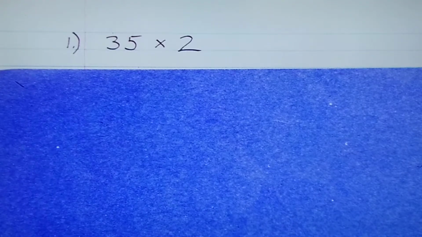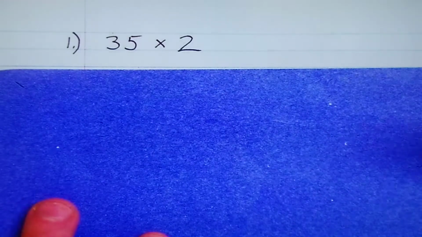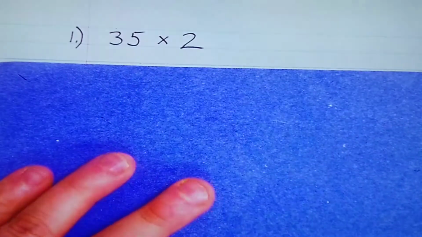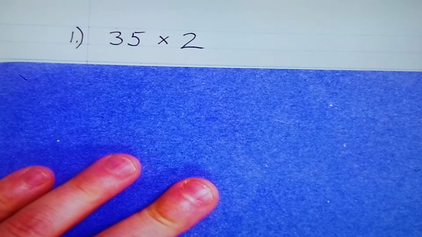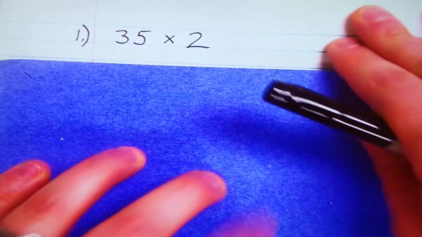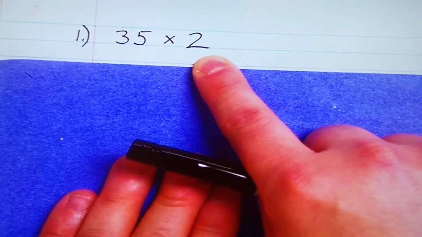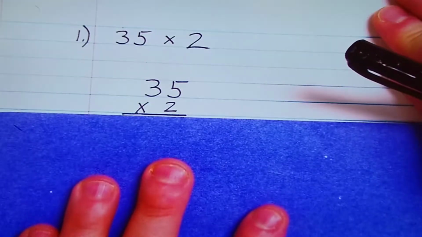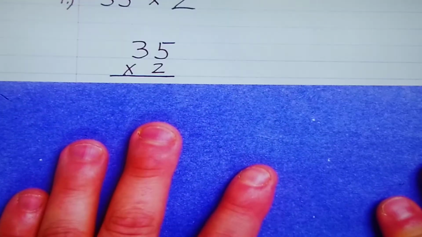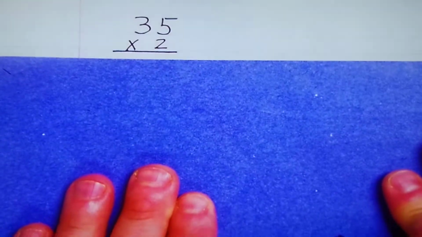Fifth grade, it's time to practice the multiplication of whole numbers. All right, now this problem here, we have 35 times 2. This doesn't have 2 digits in the number we're multiplying with, just 1. So it should be very simple. So when you line it up, this is what it's going to look like.